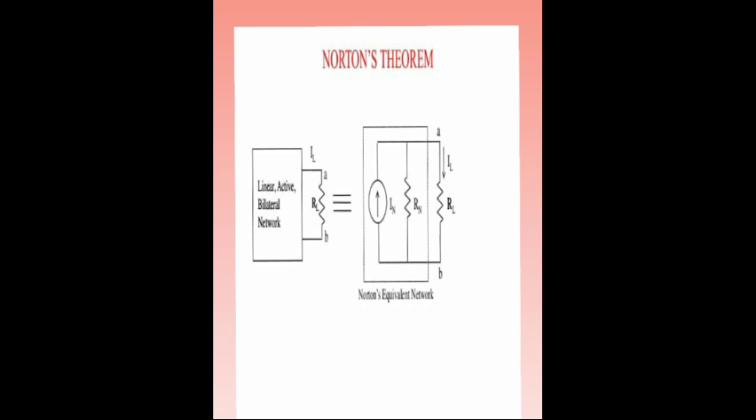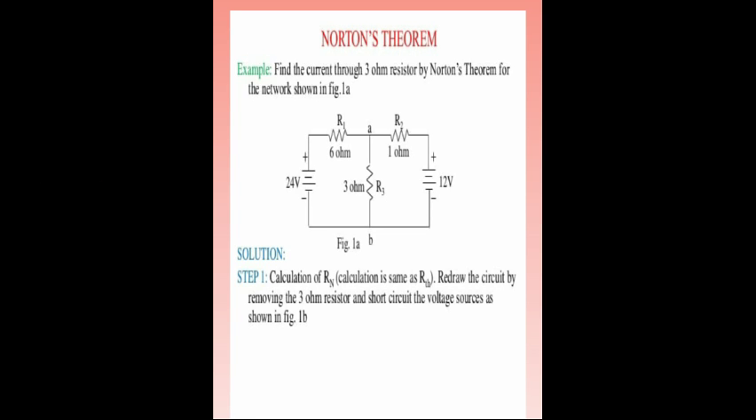Now the given network shows the Norton equivalent circuit, in which a linear active bilateral network is converted into a Norton equivalent circuit which has a current source of ISC, a parallel resistance of Rin and a load resistance of RL as shown in the figure. Now we take an example to understand Norton's theorem. In the given example, find the current through the 3 ohm resistance by Norton's theorem.